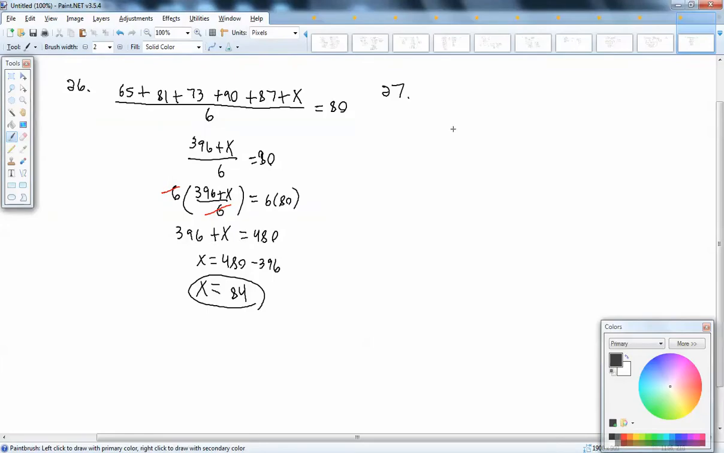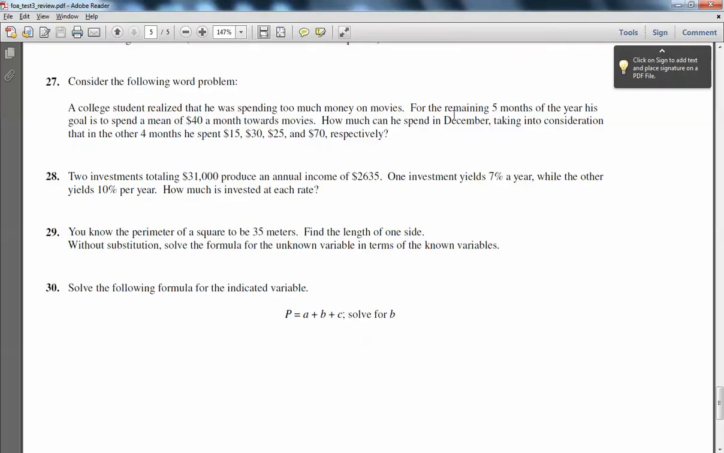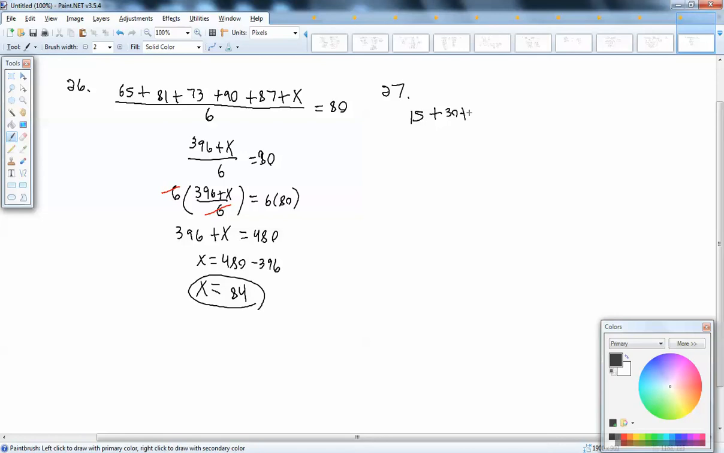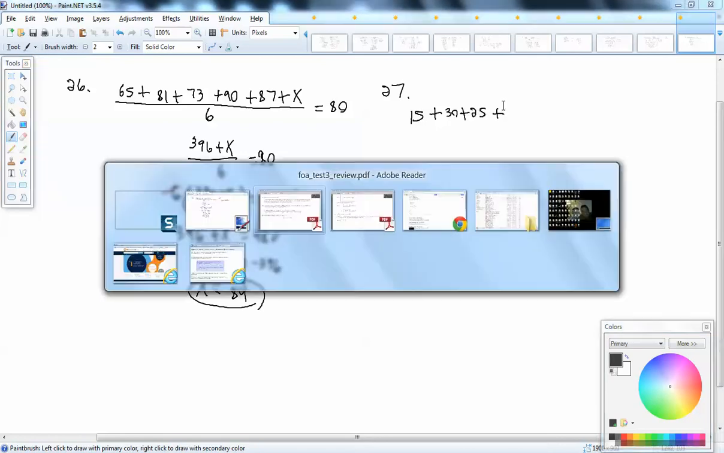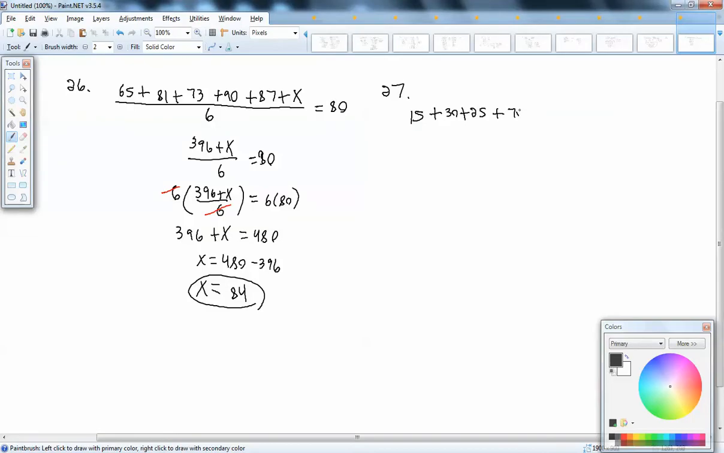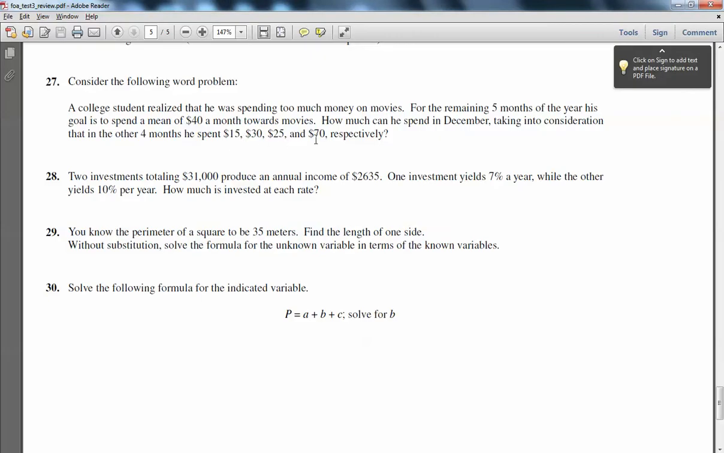Not sure if I really like that wording, but I think I get what they're saying. 15 plus 30 plus 25 plus 70. And here's December. So those last 6 months. 1, 2, 3, 4.